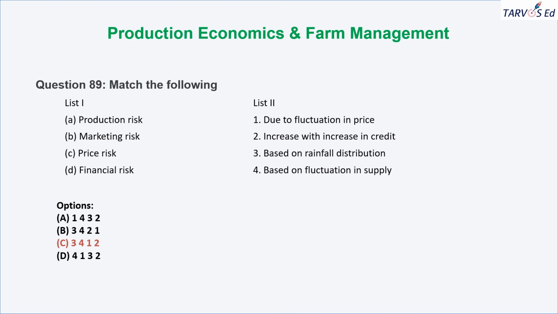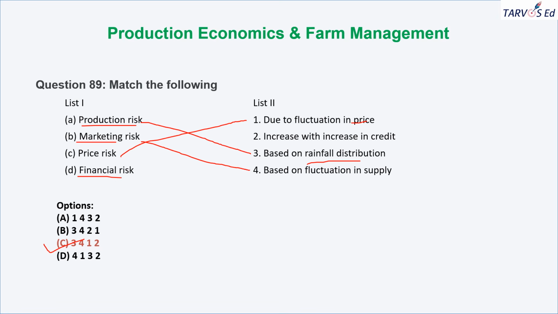So the correct option is option C. Production risk is usually due to weather parameters, that is rainfall distribution, temperature increase, drought, flood, etc. Next, marketing. Whenever we speak about marketing, we speak about demand and supply. So marketing risk is due to fluctuation in supply. If there is higher or lower supply, a mismatch in supply and demand causes marketing risk. And price risk is due to fluctuation of price. You can directly select this option.